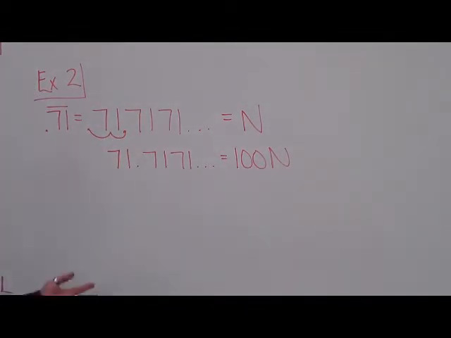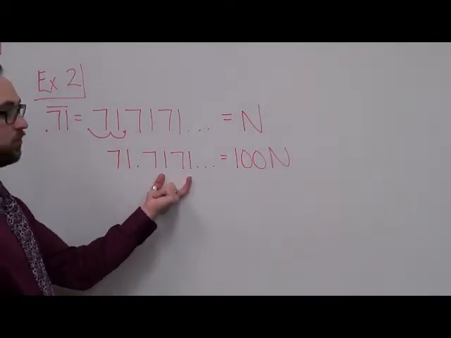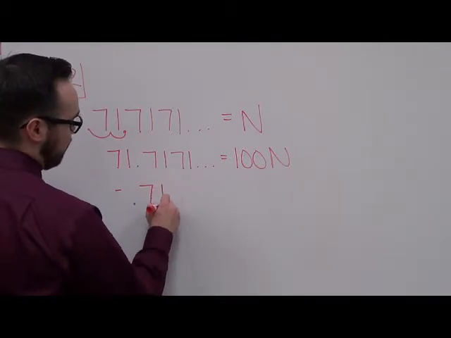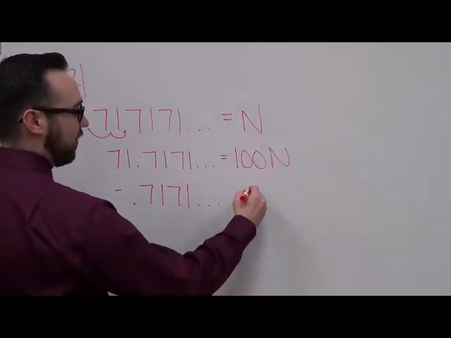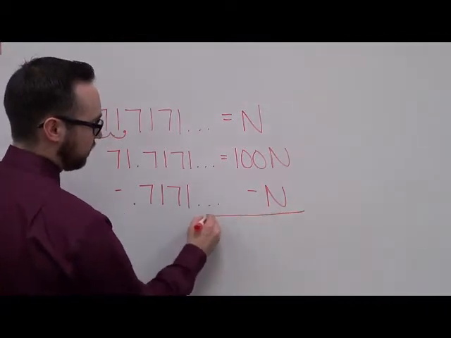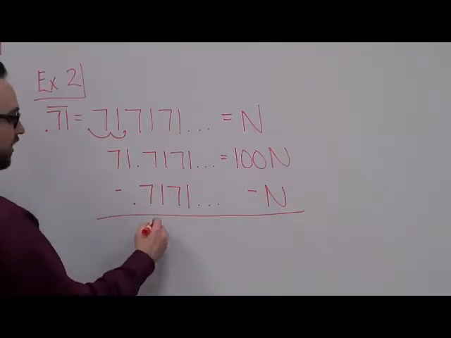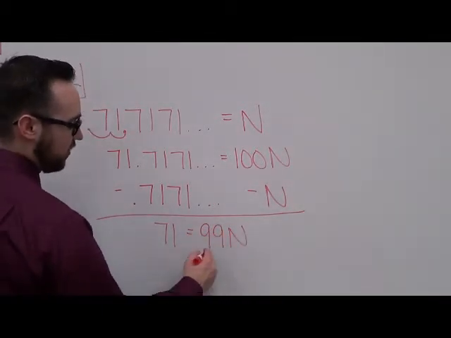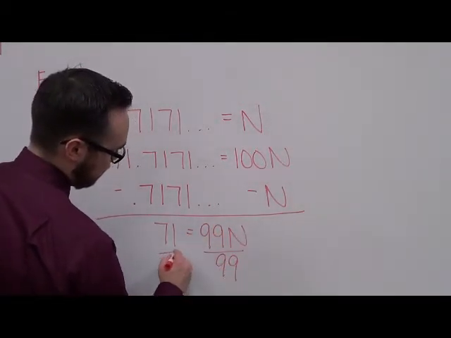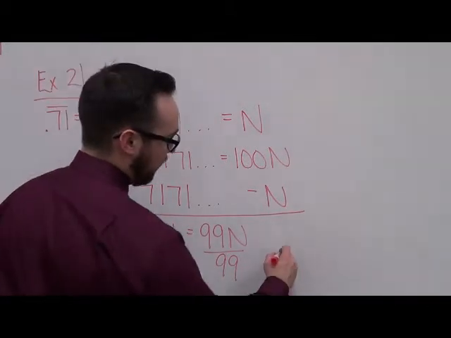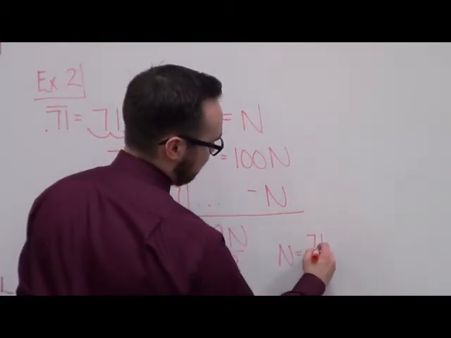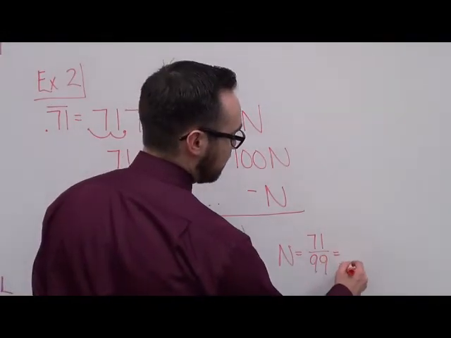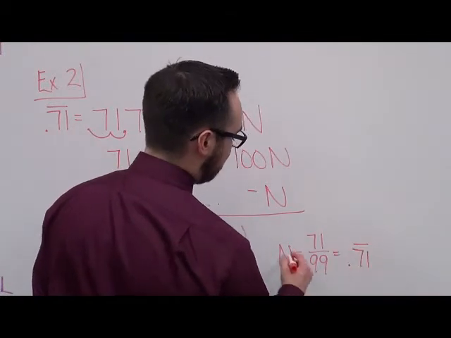Okay? Now again, I want to get rid of this big long decimal. Well, on this side, that's equal to 0.7171, and so on and so forth. So I subtract those away. On this side, that was equal to n. So on this side, I'm left with 71. On this side, I'm left with 99n. Divide by 99. n is equal to 71 over 99, which is that 0.71 repeating.